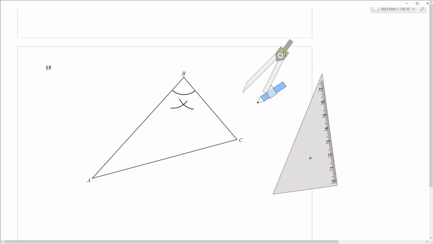And then I can join my center B. If I draw a line through B which passes through this point where the two arcs intersect, that will be my angle bisector of angle ABC. So let me draw a straight line through B like this. So this will be my angle bisector.